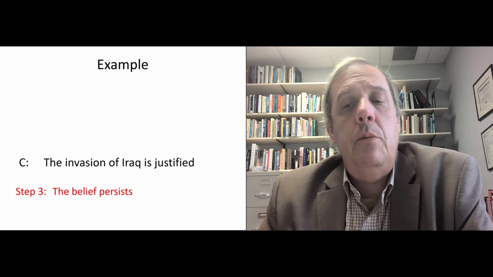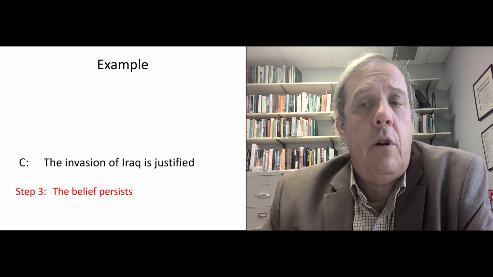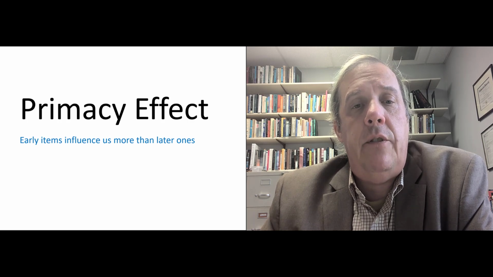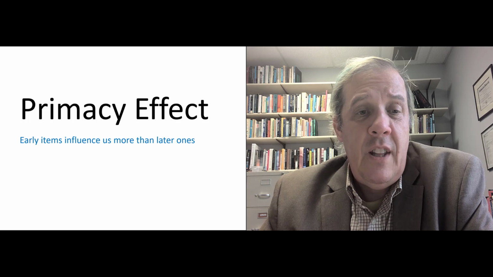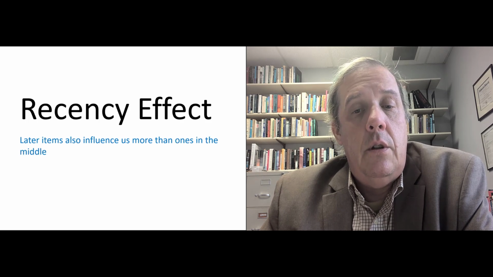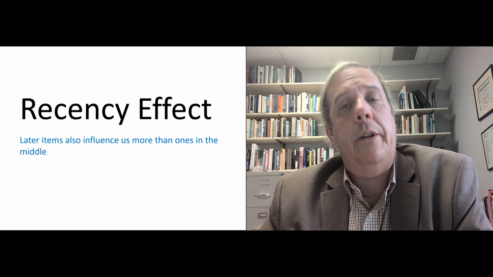All right. The last 2 bits of vocab about memory that I want you to remember are things that I've already mentioned. This is the primacy effect and the recency effect. It's pretty straightforward. If you're remembering a chain of events, the first item influences us more than the later ones. This is also a part of the anchoring effect. But when it comes to memory, it means that the first item in a list is remembered more than the other items in the list. The recency effect says that the later items are also remembered more than the ones in the middle.